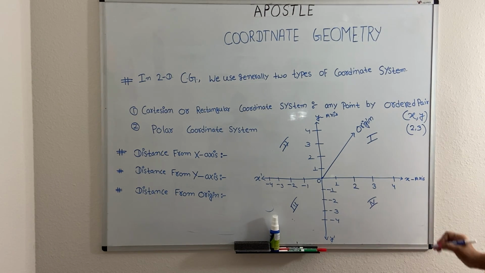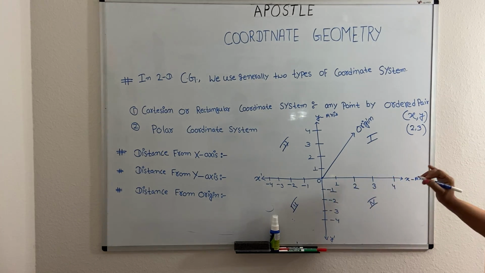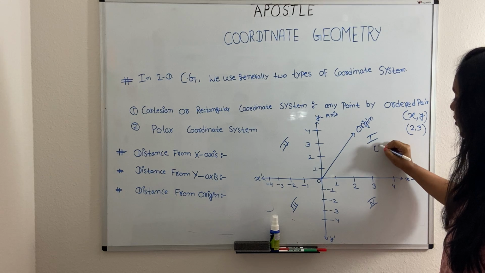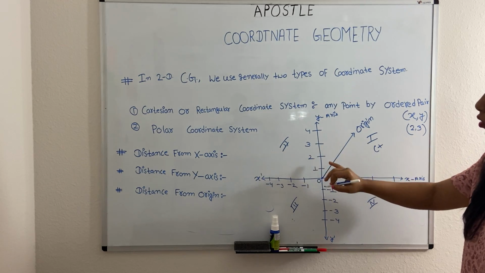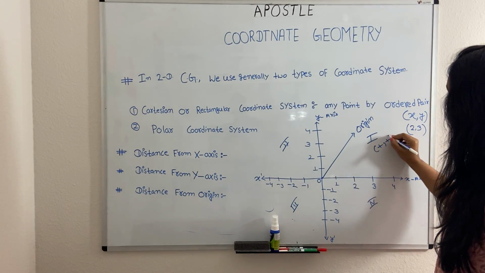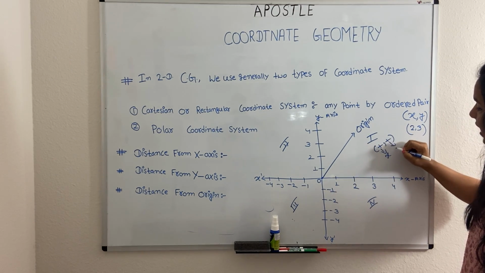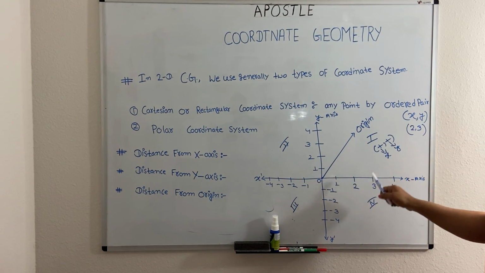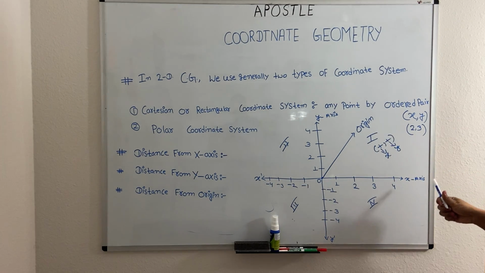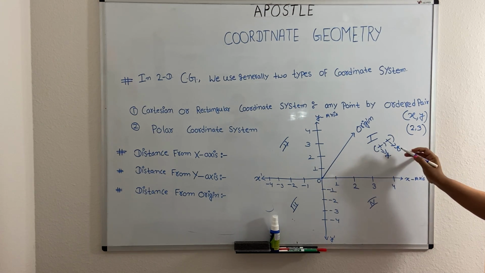In quadrant 1, the x-axis is positive, like 0, 1, 2, 3, 4. There is no sign. So x is positive. And the y-axis is also positive. There is no negative sign. So in quadrant 1, both the axes are positive. We represent x at the first place and y at the second position. Clear? In the first quadrant, both are positive, x is represented at the first place, y at the second place, and we put a comma in between them.